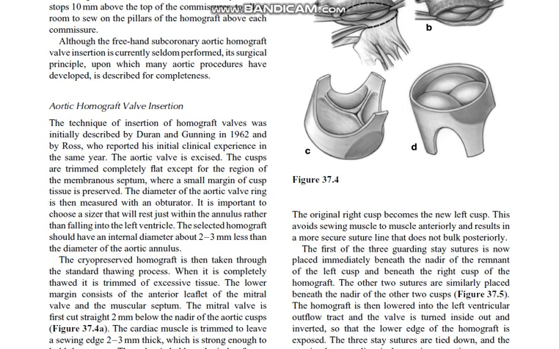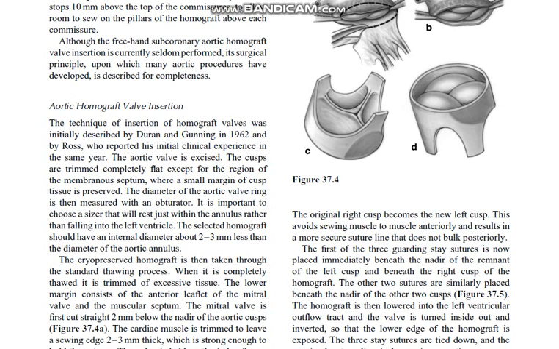It is important to choose a sizer that will rest just within the annulus rather than falling into the left ventricle. The selected homograft should have an internal diameter about 2 to 3 mm less than the diameter of the aortic annulus. The cryopreserved homograft is then taken through the standard thawing process. When it is completely thawed, it is trimmed of excessive tissue.